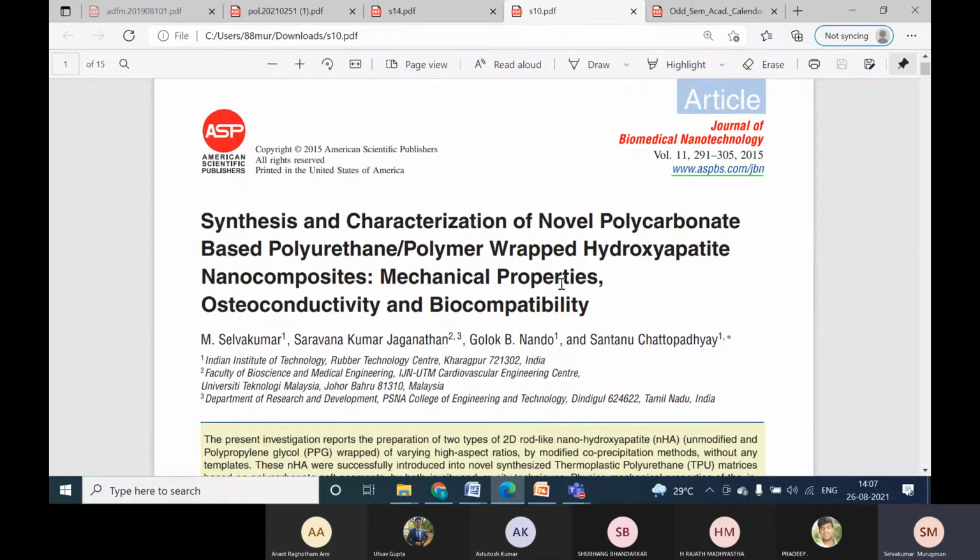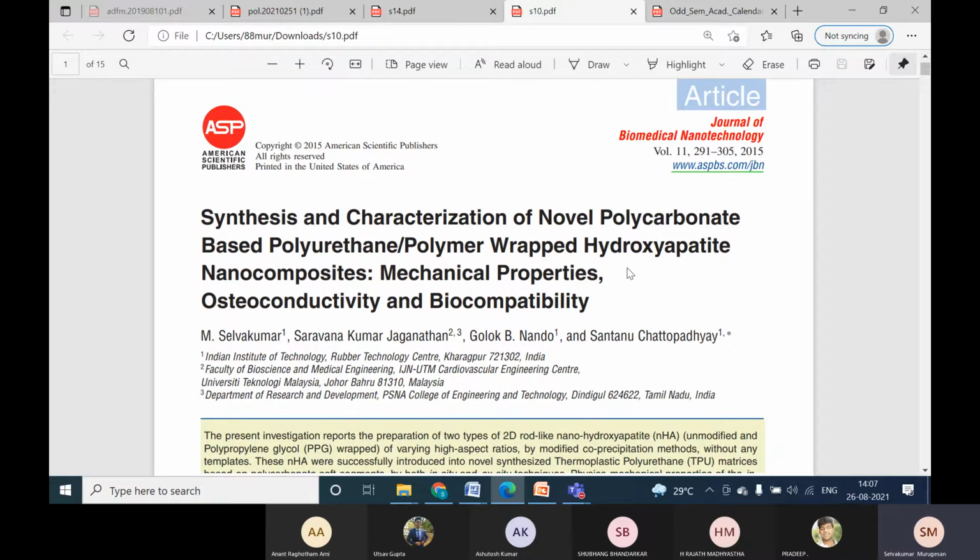Okay. So the matrix was polycarbonate-based polyurethane. It's a kind of copolymer, and the filler, the filler means nanomaterial, was hydroxyapatite. Okay. So here you can see that the filler is also a kind of polymer-wrapped hydroxyapatite nanocomposite. That means the filler was modified by using some polymers. Okay, that is what we have written: polymer-wrapped hydroxyapatite.